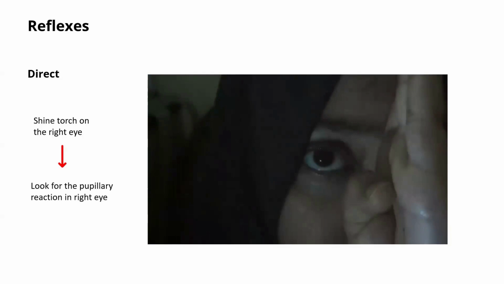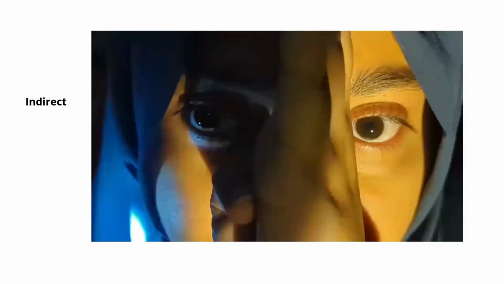This is direct reflex. So the afferent pathway is right optic nerve, efferent pathway is right ocular motor nerve. This is direct reflex. Now the indirect reflex.